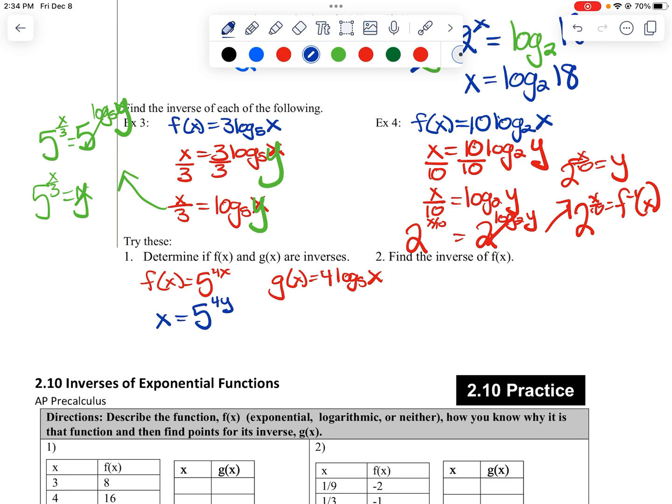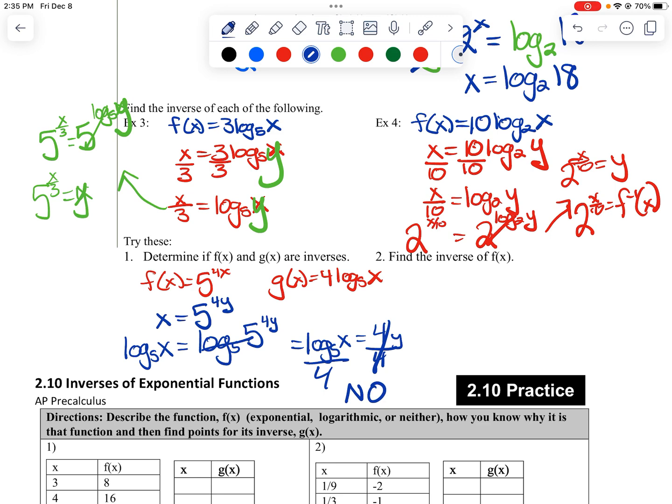Well, I want to undo this. So my base is 5. So 5 to the x equals, and it is an exponent, so I'm going to have to log base 5. So log base 5 of x equals log base 5 of 5 to the 4y. All right, so that reduces out. So we have log base 5 of x equals 4y. Divide by 4, divide by 4. So we could say no, that they are not equal. And I think we'll stop right there.